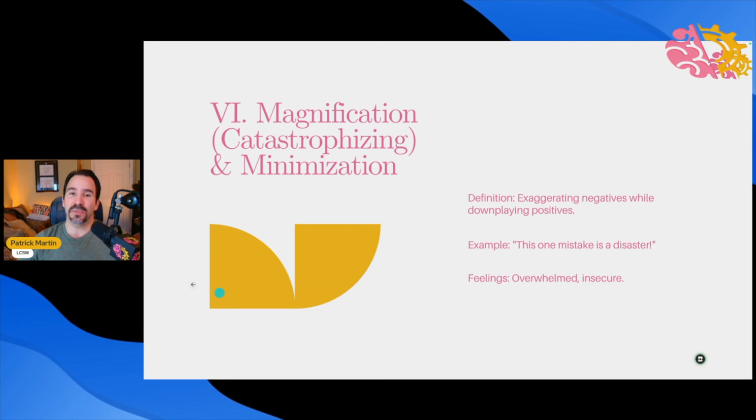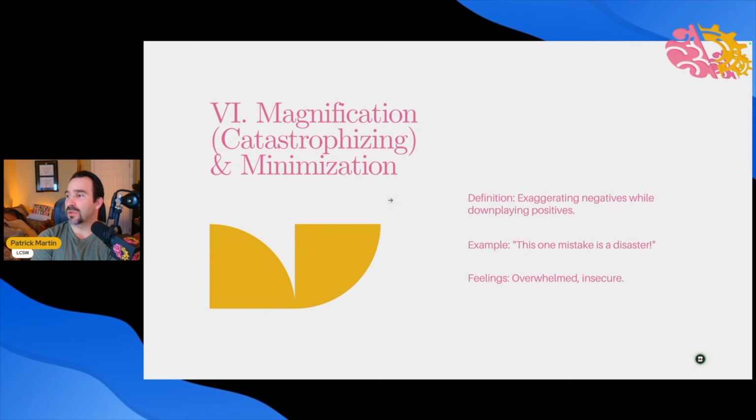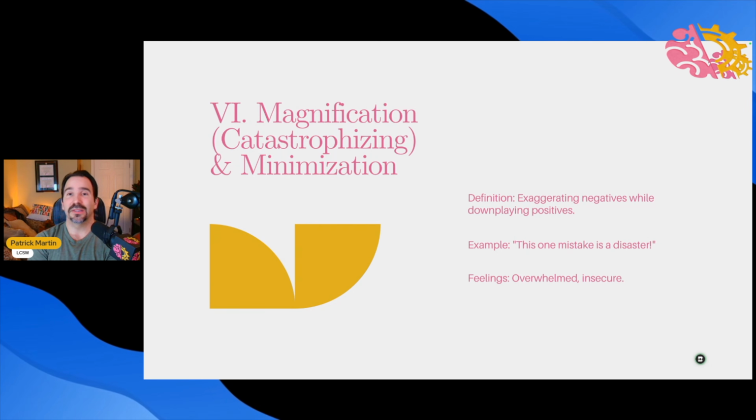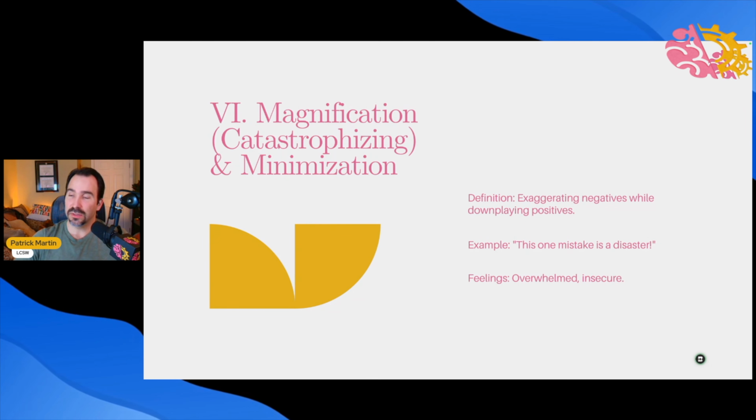That's sometimes what triggers anxiety attacks, panic attacks, is the fear of having a panic attack or the fear of something bad happening as if it's already happened. It's that survival instinct, that fight or flight, that acute stress response that kicks in, and it's hard to stop once it starts. So it all starts with our thoughts, though. A definition of catastrophizing would be exaggerating negatives while downplaying the positives, right? This one mistake is a disaster, right? This leads, again, to feeling overwhelmed and really insecure.